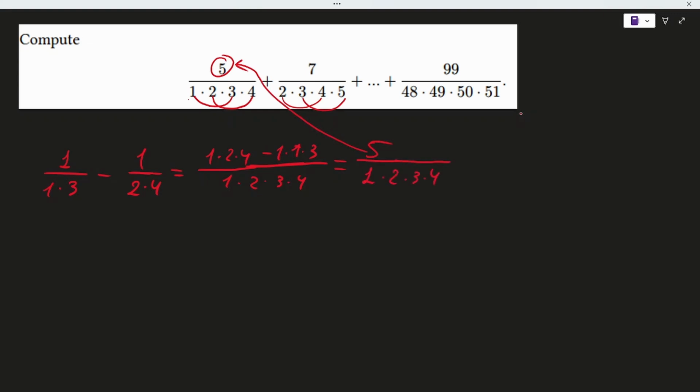If we do the same operation for the second one, and if we take 1 divided by 2 times 4 minus 1 divided by 3 times 5, this one simplifies as 1 times 3 times 5 minus 1 times 2 times 4 divided by 2 times 3 times 4 times 5, which is clearly 7 divided by 2 times 3 times 4 times 5. Try to use this technique to compute the whole sum and somehow make up this telescopic series. If you are interested in this question, please write in the comments and I will record another video about this.